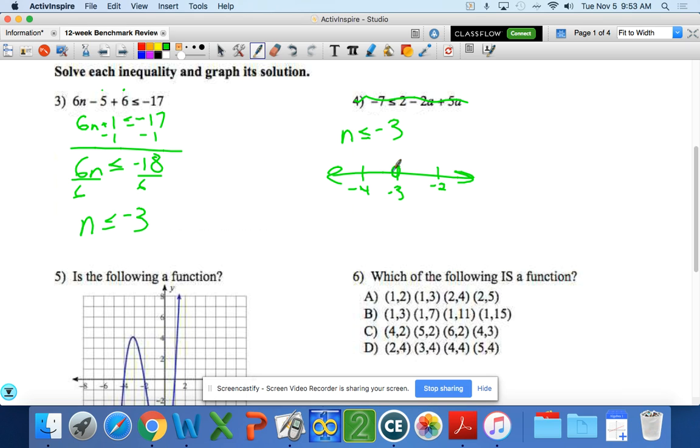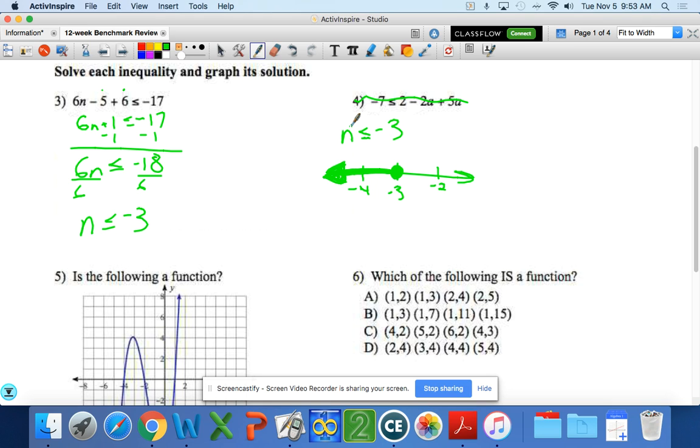I need a closed dot at negative 3, and because my variable's on the left, I can shade this way. I can follow the arrow. Also, remember, you can always pick a test point, okay? So, think about it. Negative 4 right here. Negative 4 is less than negative 3. That's a true statement, so you shade the negative 4 side, okay?